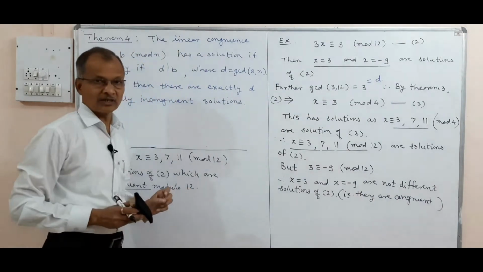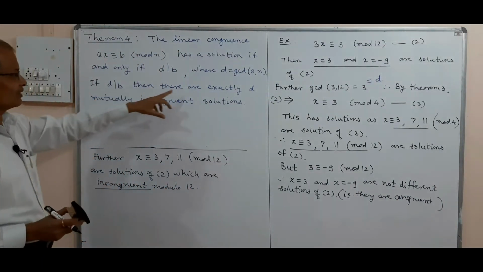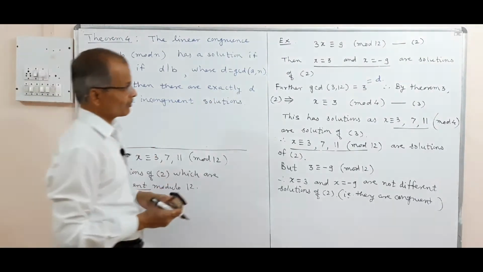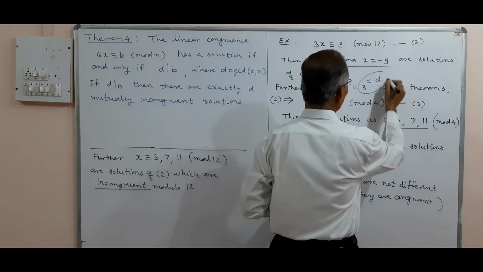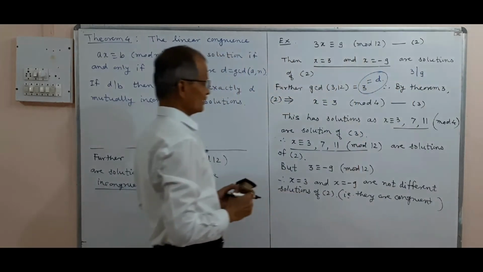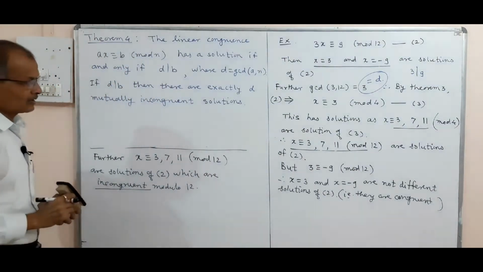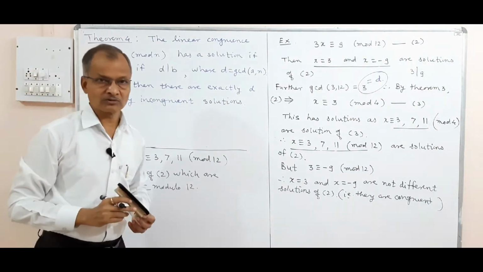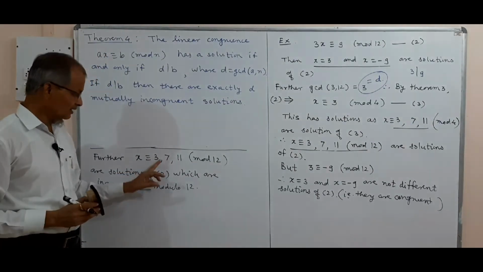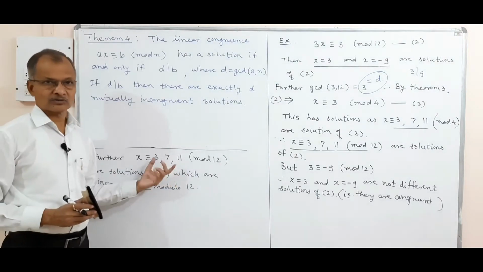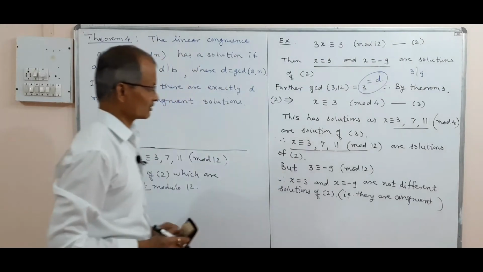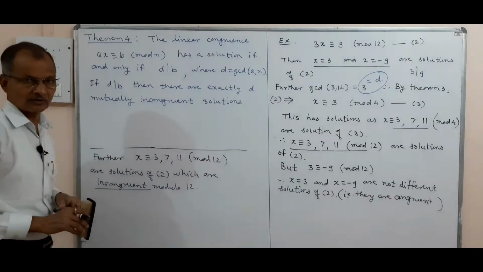How many solutions? D number of solutions. If D divides B, then it has exactly D mutually incongruent solutions. And therefore here D is equal to 3, and D divides B, that is 9, and the congruence has 3 mutually incongruent solutions. And we actually have obtained these solutions: 3, 7 and 11. So these are 3 mutually incongruent solutions of this congruence. That is the meaning of this theorem.